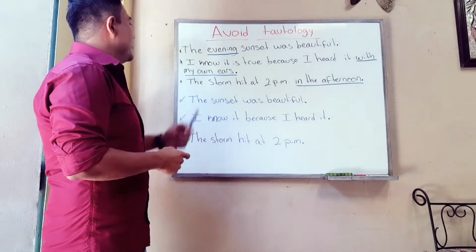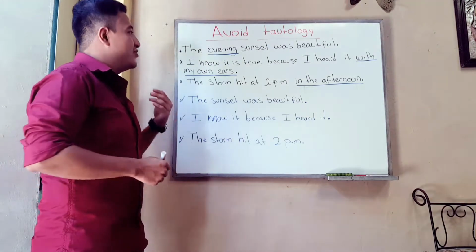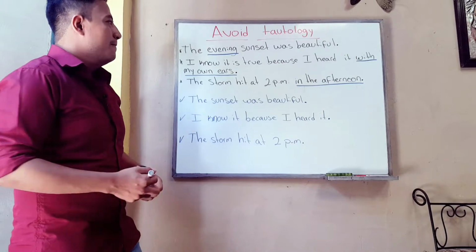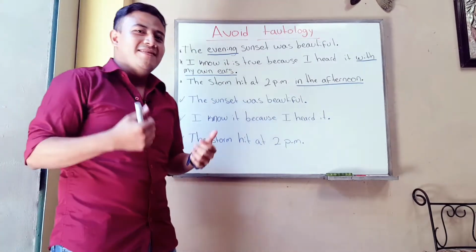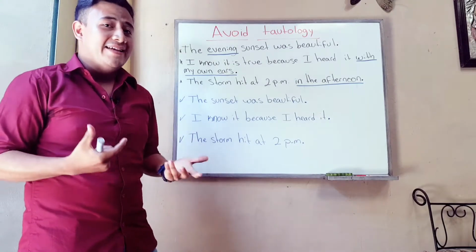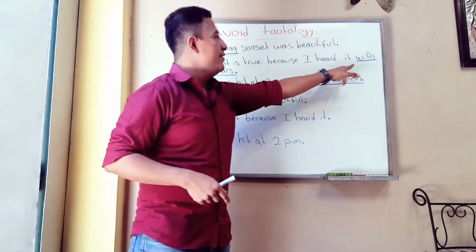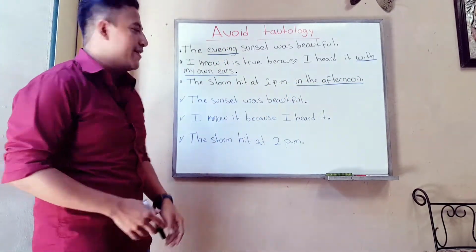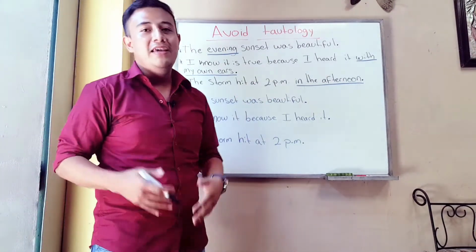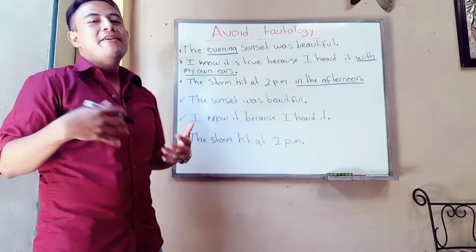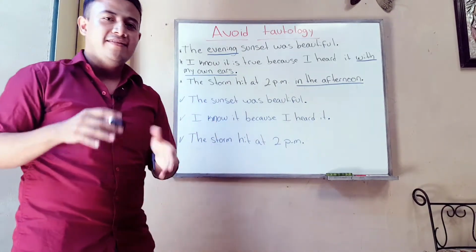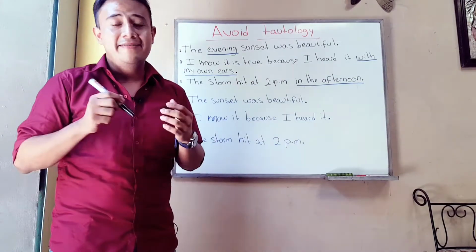So in the other sentence we have, I know it is true because I heard it with my own ears. So it is really obvious that you hear something that someone else says with your ears. So that's why this is unnecessary. And the last one says the storm hit at 2 p.m. in the afternoon. So we already know that 2 p.m. is in the afternoon. So that's why those words are needless.